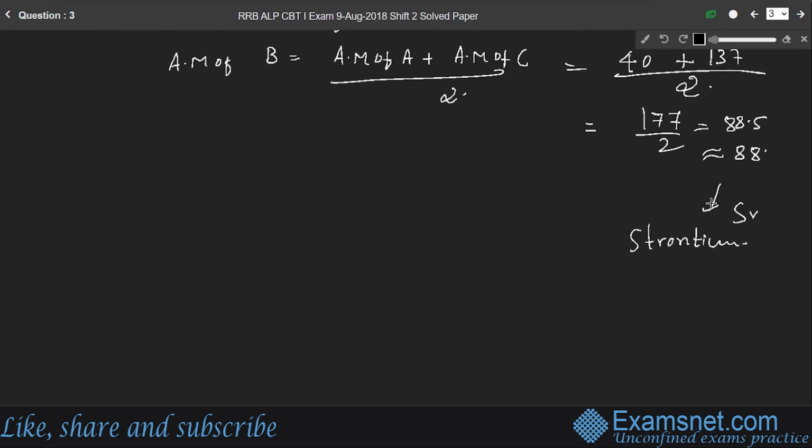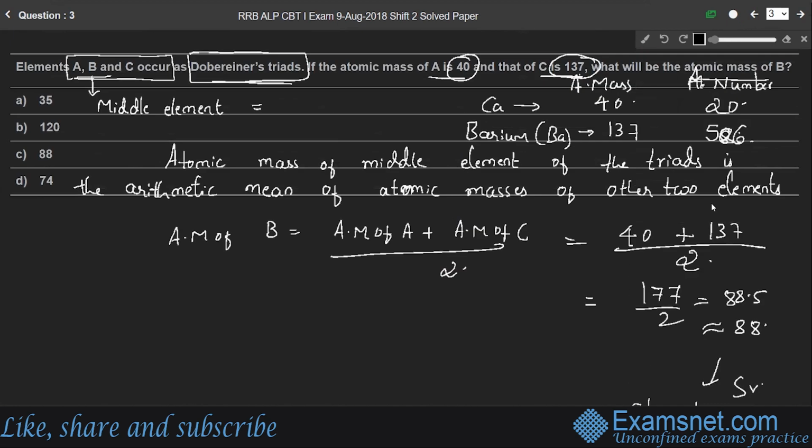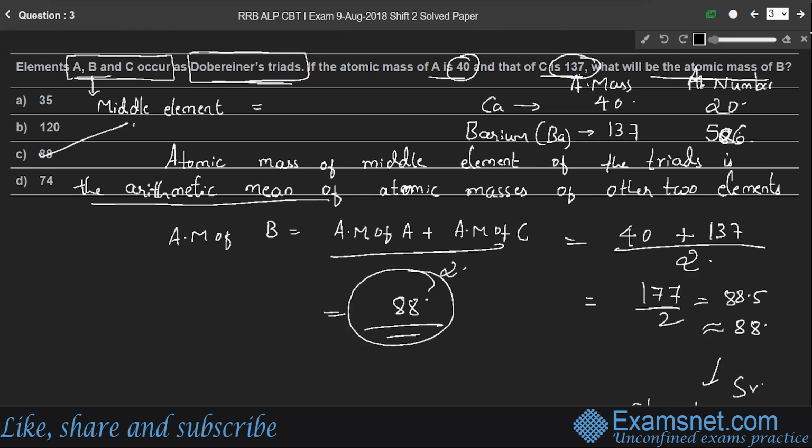Right? Therefore, what is the atomic mass of B? So the atomic mass of B is 88. Hence option C is the right answer. So according to Dobereiner's triads, the atomic mass of the middle element of the triad is the arithmetic mean of the atomic masses of the other two elements, right? Therefore, the arithmetic mean is 88, which is the atomic mass of strontium. So option C is the right answer.